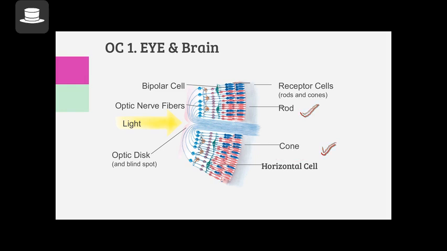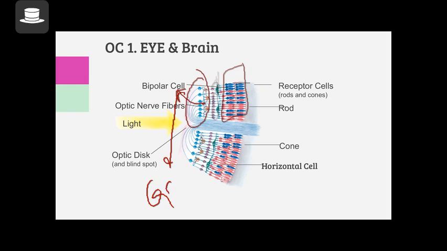Now, the second layer of cells is the bipolar cell layer, right here. These bipolar cells are mere connections between the photoreceptors and the next layer of cells. The next layer of cells are called the ganglion cells. So one more time, photoreceptors, bipolar cells, and ganglion cells.